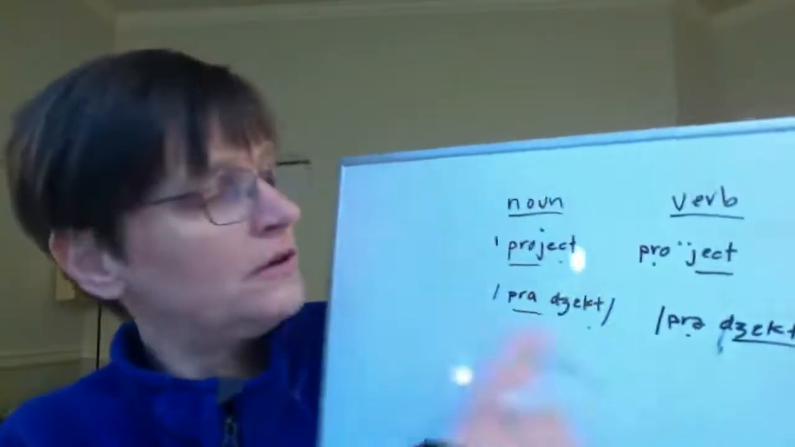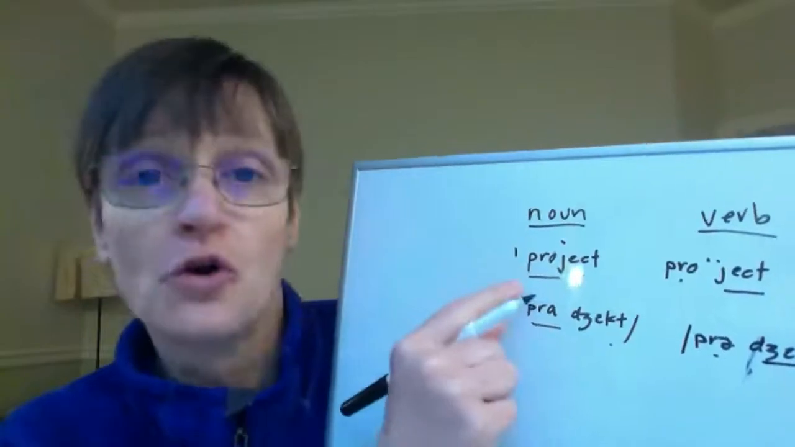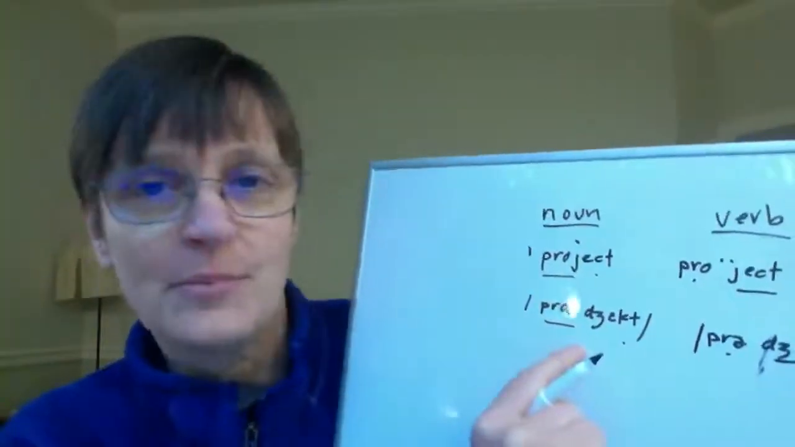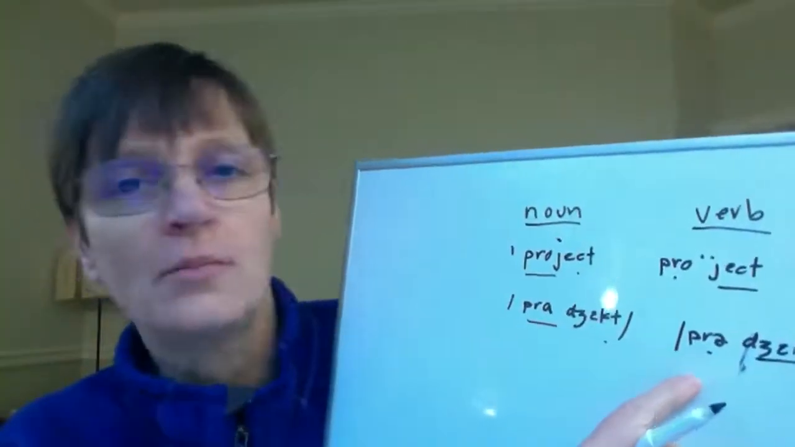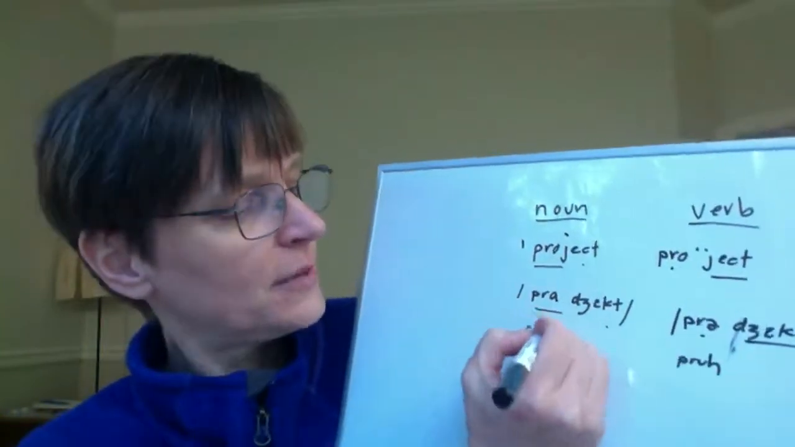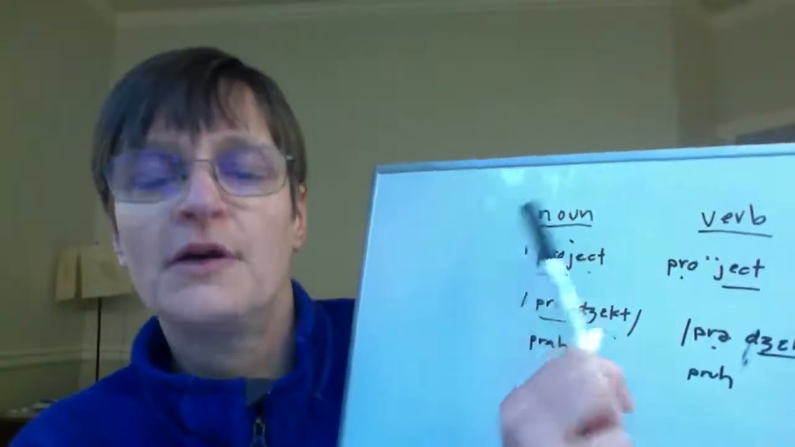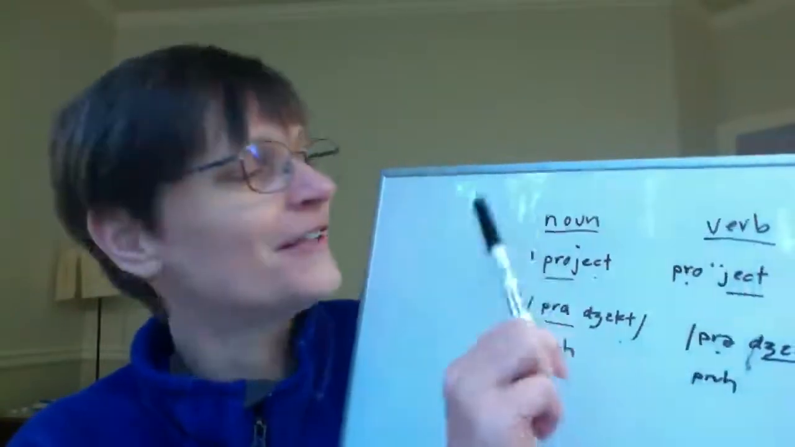What I want to note is that in neither of these words do we use the sound O. We either use an ah, project, or schwa, project. Again, this one sounds like pra. This one sounds like pra. And this is true for a number of other words that are either a noun or a verb.